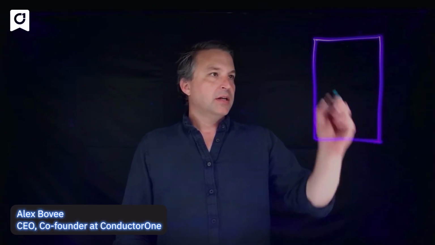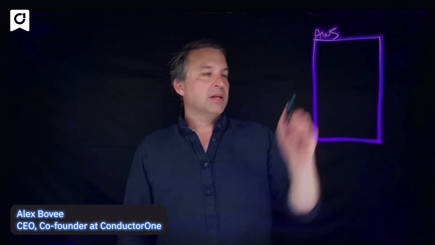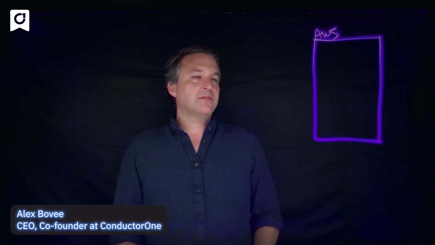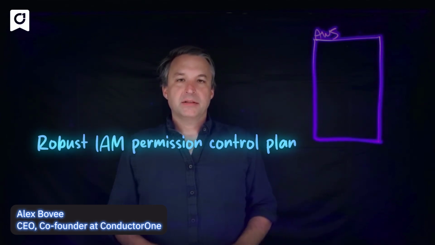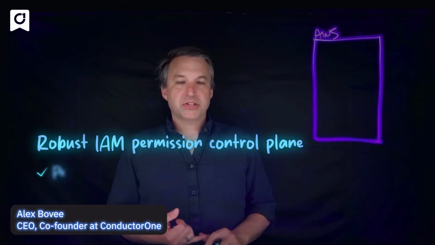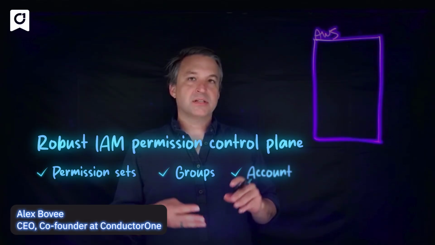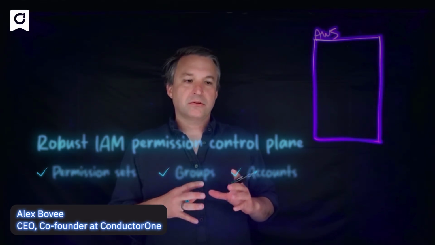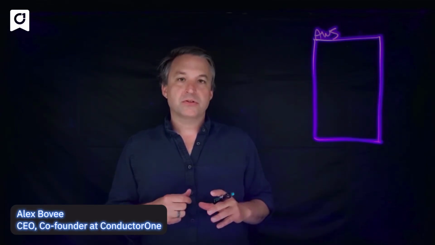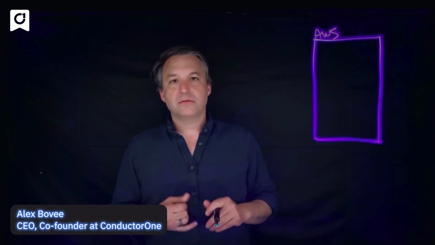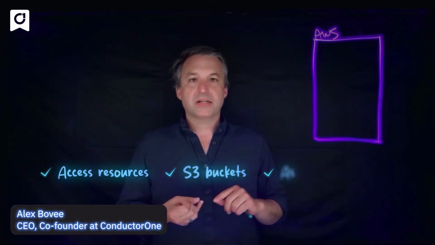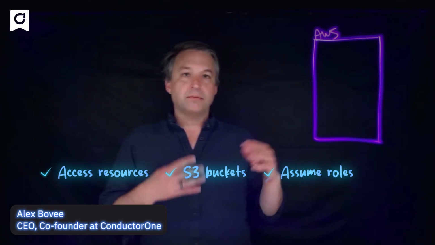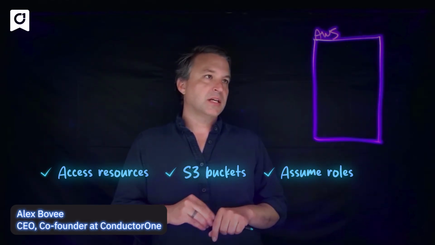So a lot of companies obviously use cloud infrastructure like AWS. AWS has a very robust IAM permission control plane. It has permission sets, it has groups, it has accounts, and all of those different objects combine together to create the ability for users who are in the AWS ecosystem to access resources, S3 buckets, assume roles, which grant them access to other resources within the accounts.